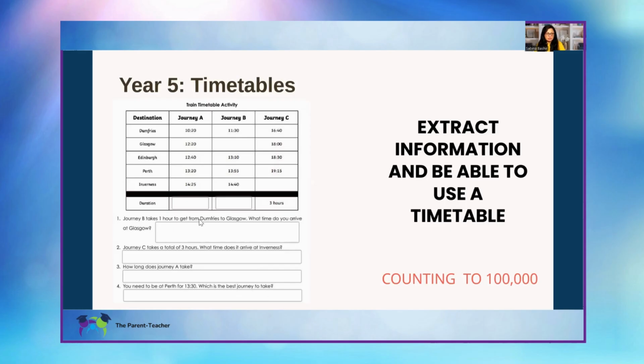So we look at the Perth timetable here, and it says we need to arrive at 13:30. So if we take journey B, we would arrive at 13:55, which would be too late. 17:15 is way too late. So the best journey to take would be A, and they would write down A. Okay, so it's all about extracting information from the table.